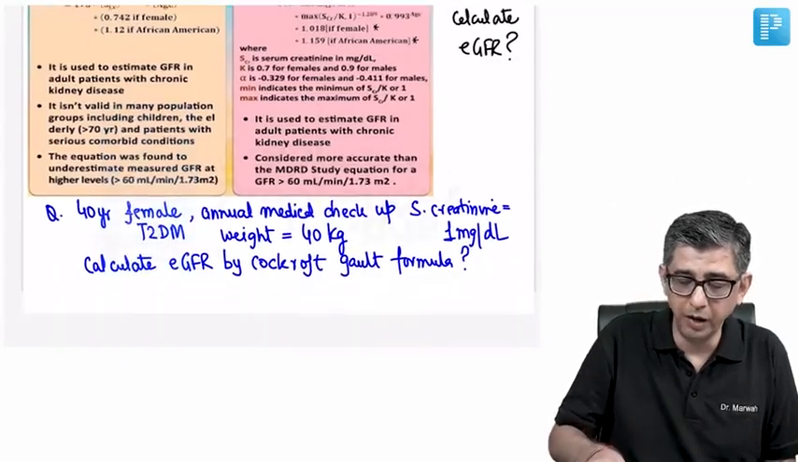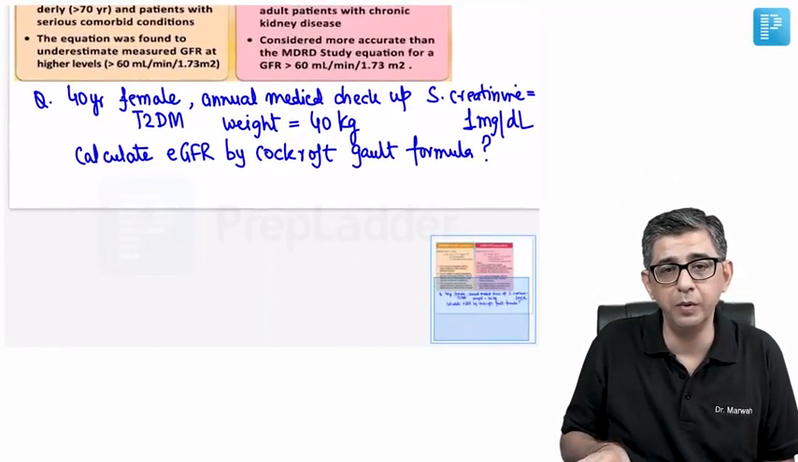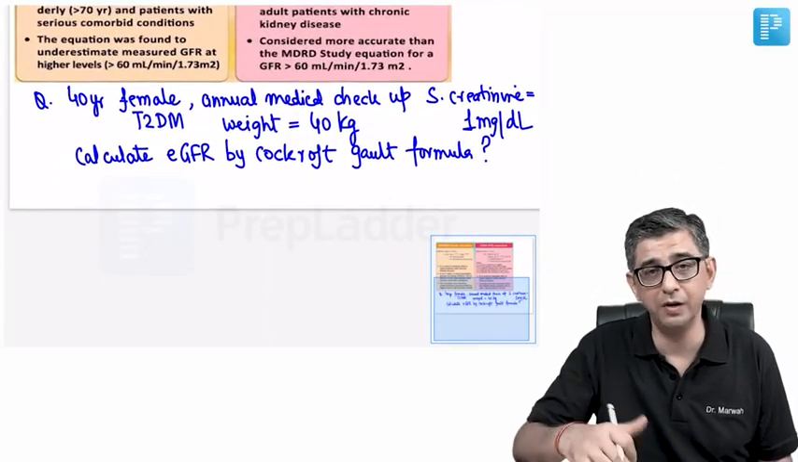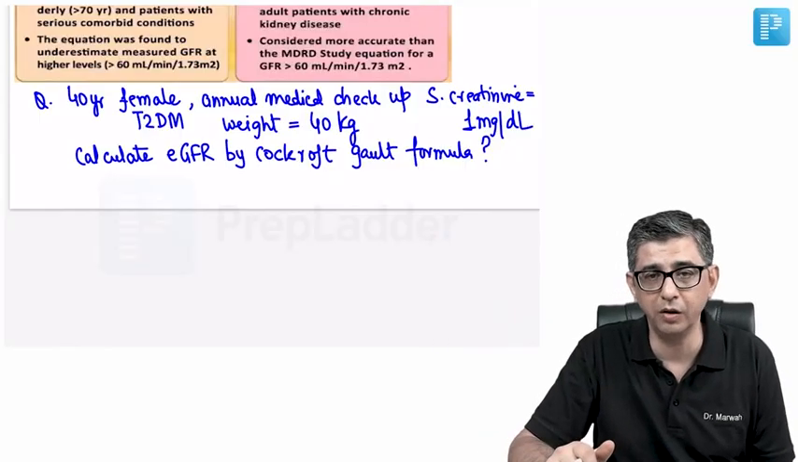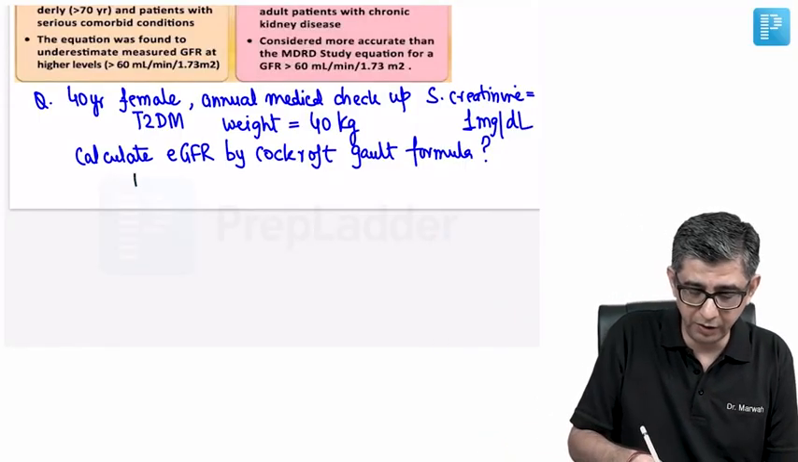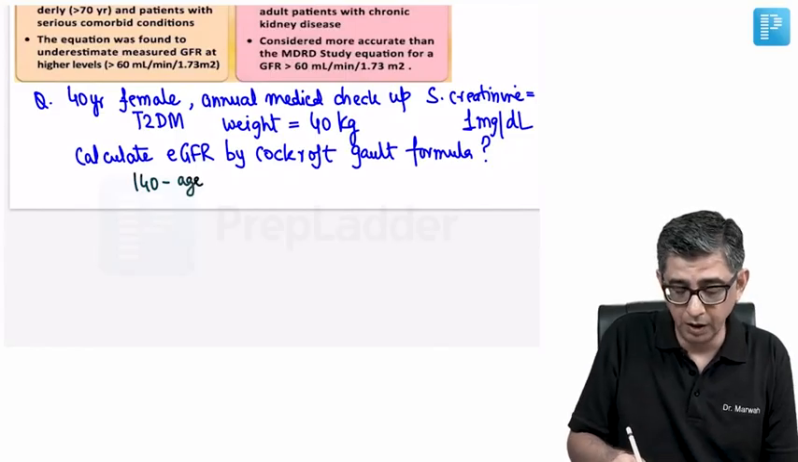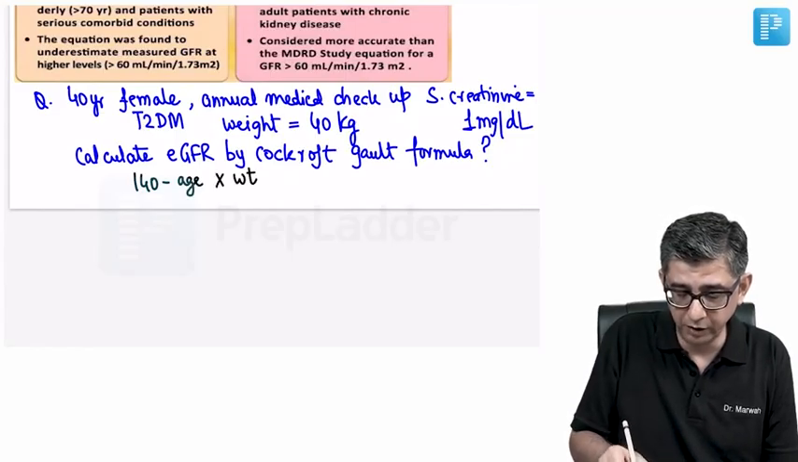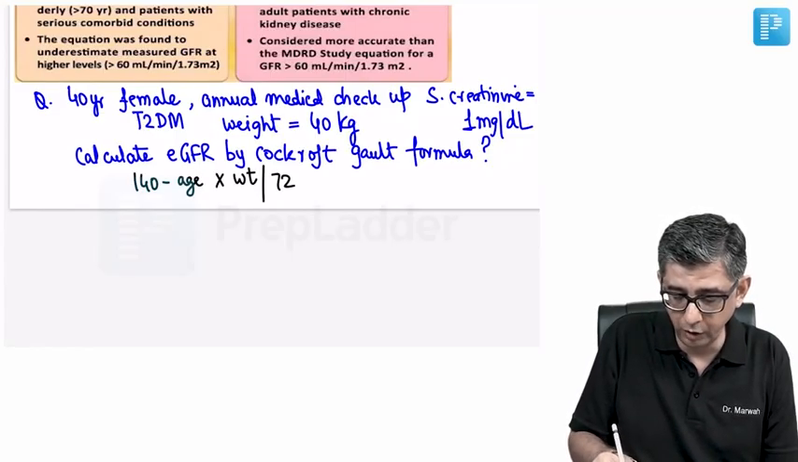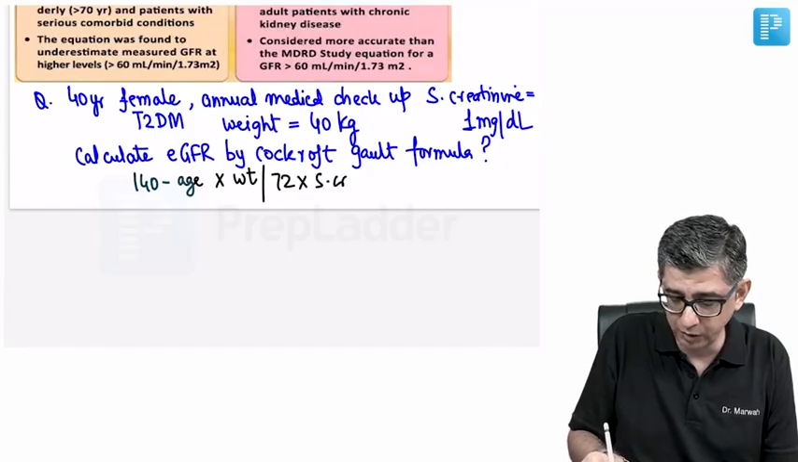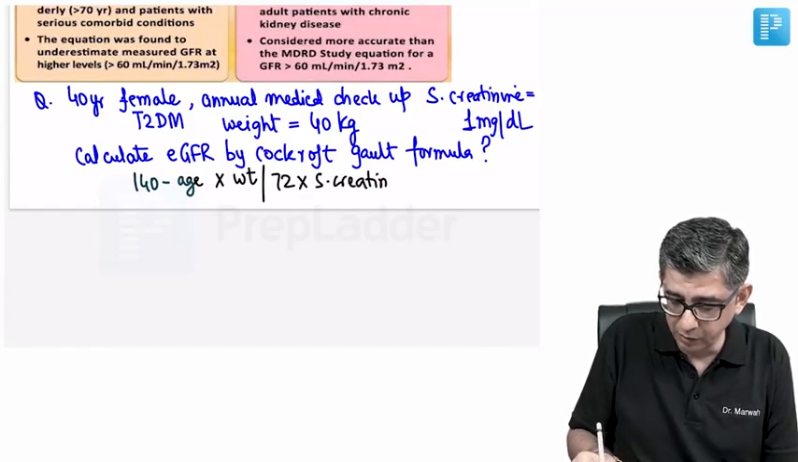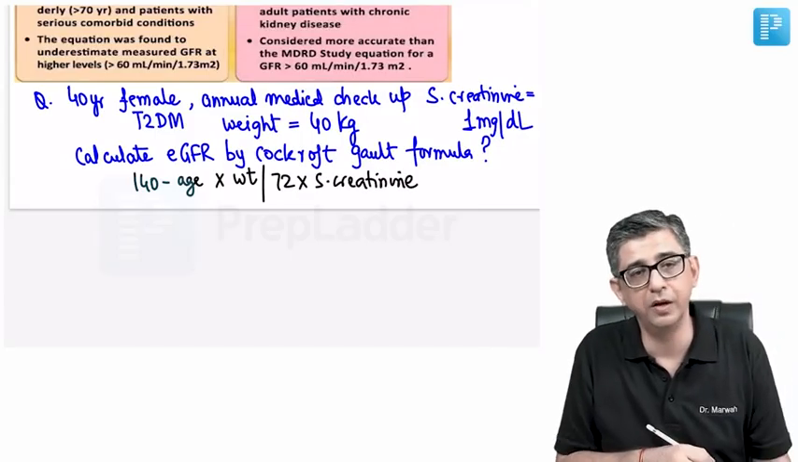Now let's focus on the numerical based question where we will be using the Cockcroft-Gault formula. He will specifically mention calculate the eGFR by Cockcroft-Gault formula. So let me write down the formula before you. This would be 140 minus age. This is to be multiplied by the weight of the individual, and the denominator in this case is 72 into serum creatinine. Let us put in the values for this formula now.